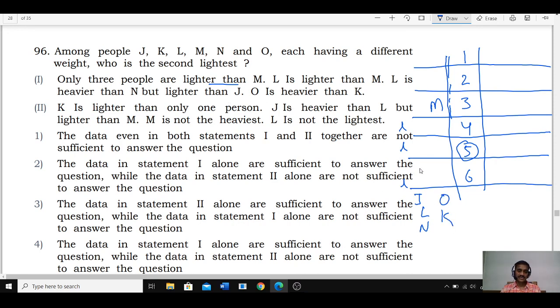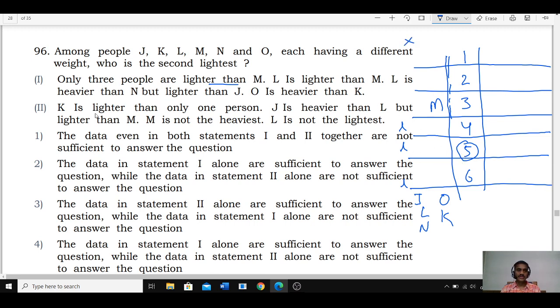Now with the help of condition number 1, are we getting the answer or not? J, L, N. L can be here or here. How many possibilities? There are 2 different, more than 1 possibility. Hence 1 alone is not sufficient.